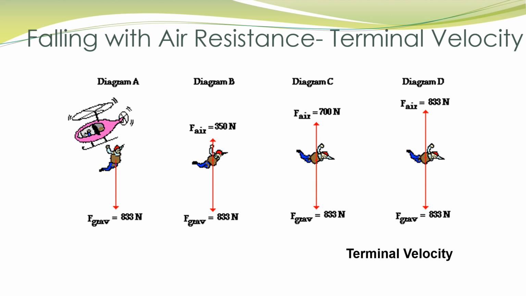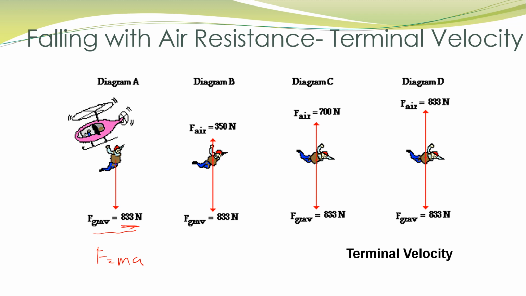Here's an example of what's happening. So this man's jumping out of our helicopter. He has the force of gravity of 833 newtons. Remember, mass times acceleration. The acceleration is 9.8 meters per second squared. Forces are measured in newtons. When he jumps out of the helicopter, that is the only force acting on him, so he begins to fall.